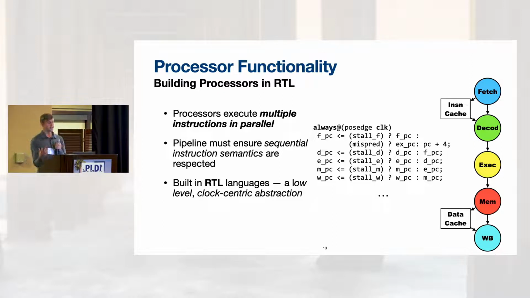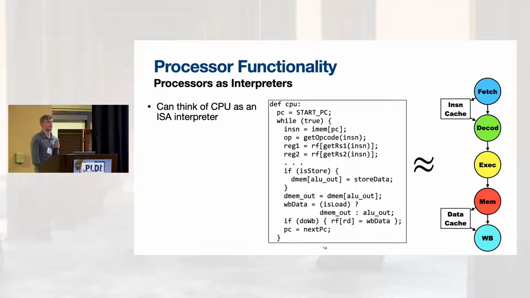Is there a way we can raise this and make it less about how the state of the system changes, the state machine, and more about what it means to process an instruction? So for a second, let's think about the CPU as if it were an interpreter for the ISA.